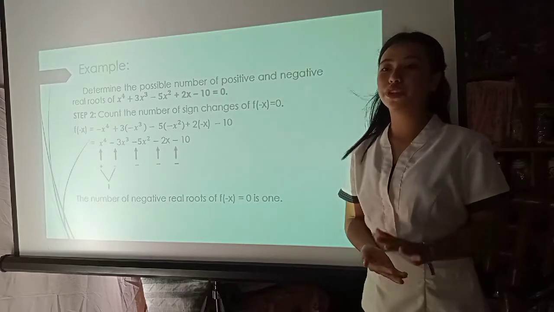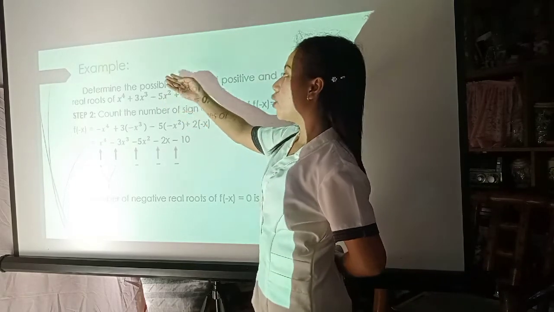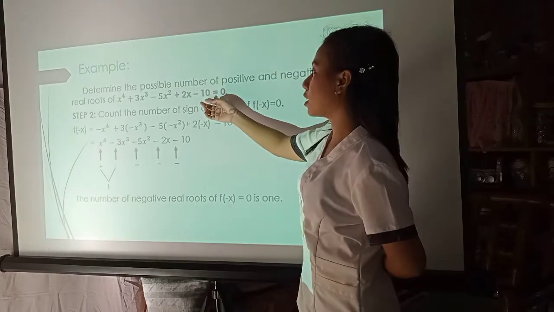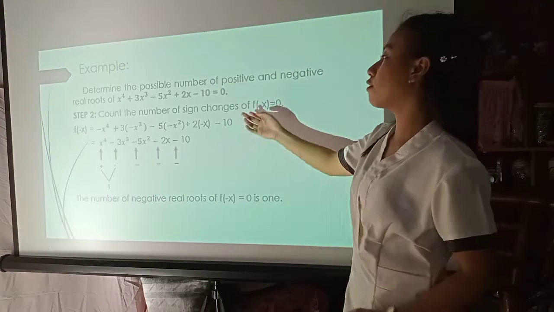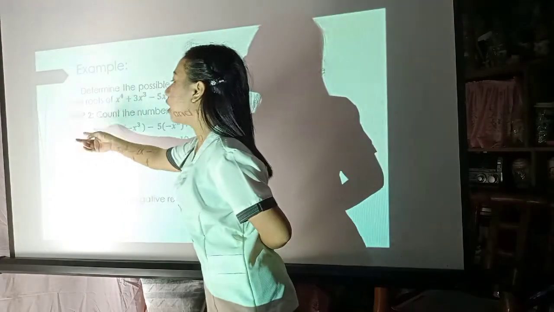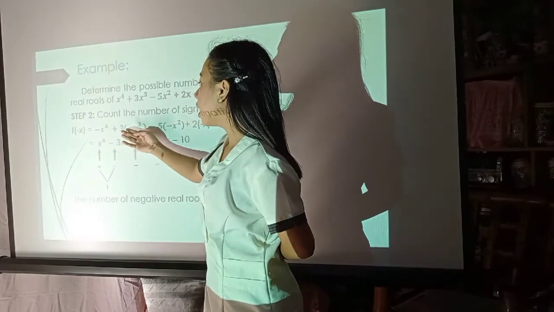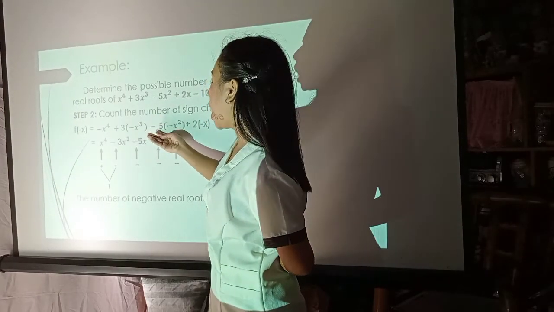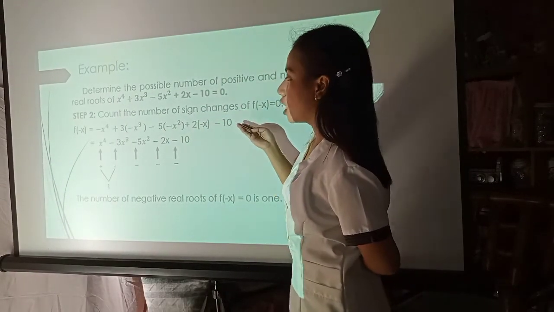And now we are going to determine the possible number of negative real roots of the function x raised to 4 plus 3x cubed minus 5x squared plus 2x minus 10 equals 0. Then we will count the number of sign changes of f of negative x. So f of negative x will be negative x raised to 4 plus 3 times negative x cubed minus 5 times negative x squared plus 2 times negative x minus 10.